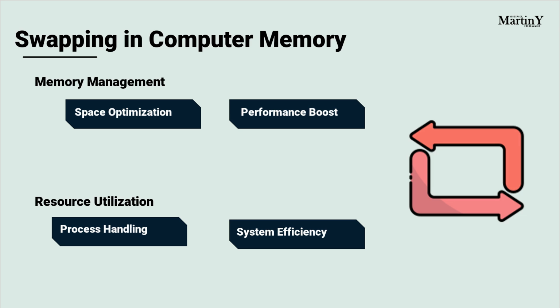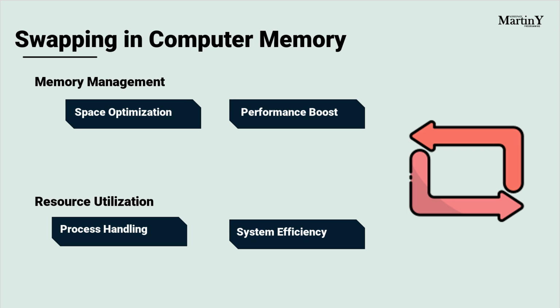Swapping is the process of temporarily moving a program or process out of the computer's memory to free up space and then bringing it back when it's ready to continue running. This mechanism is crucial for ensuring that a system can run more programs than the physical memory, or RAM, can hold at one time. Think of it like reorganizing your closet.